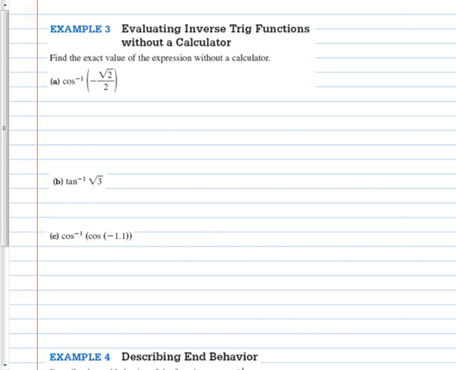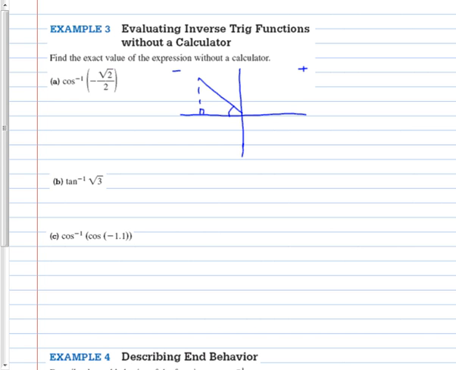Find the exact value without using a calculator for these expressions. Inverse cosine of negative square root of 2 over 2. First tell me, since it's negative and it's inverse cosine, which quadrant do I need to draw my reference angle in? Quadrant 2. For inverse cosine, the positives are here, and the negatives over here. It's a negative value. So I'm going to need to draw my related angle right over here.